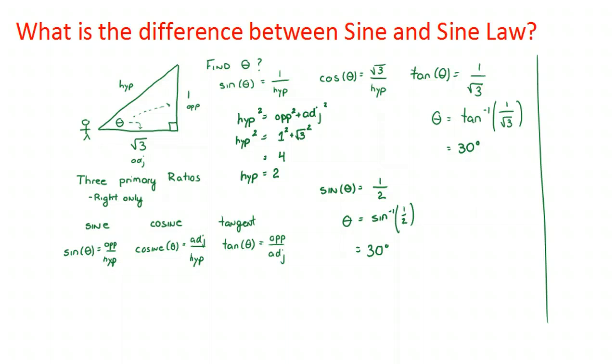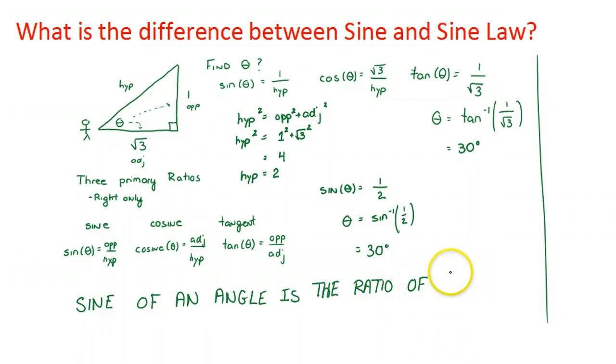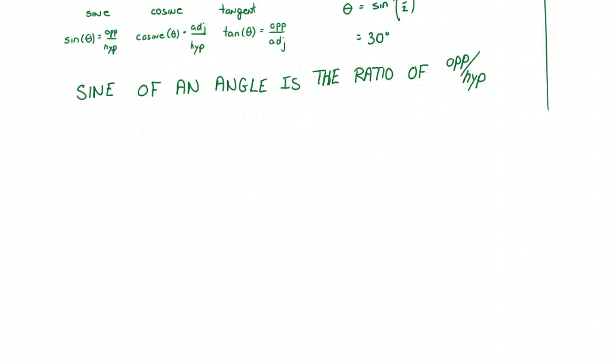So when I talk about the sine of an angle, I'm talking about the ratio of opposite over hypotenuse. Now, we haven't gotten to graphing these at all, and there's some pretty neat stuff you can do when you start graphing these.